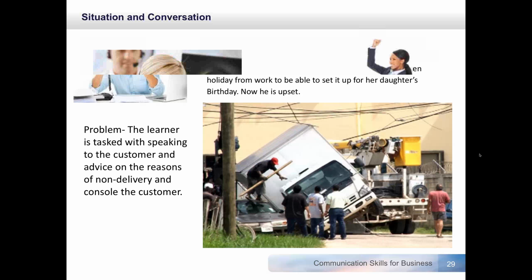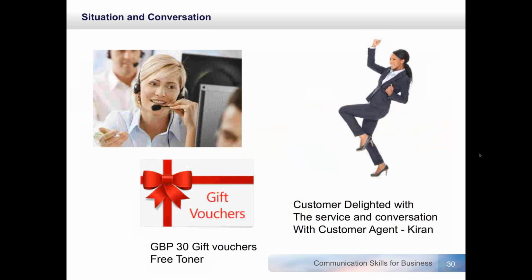And on the side, what we're going to see is the customer services agent, or somebody from the customer services department, actually going to give the customer a call, and in this case she is going to start the conversation, explain the situation to the customer, and then use one of the communication models to explain the situation, salvage the reputation of the company, and also at the end of it, create a customer delight by offering some free gift vouchers and a free toner in this case.